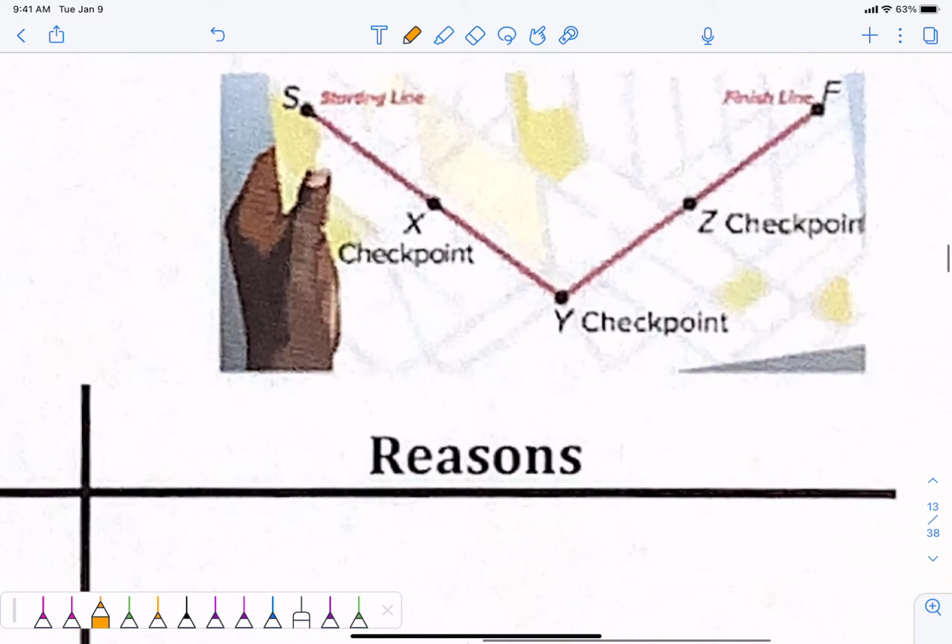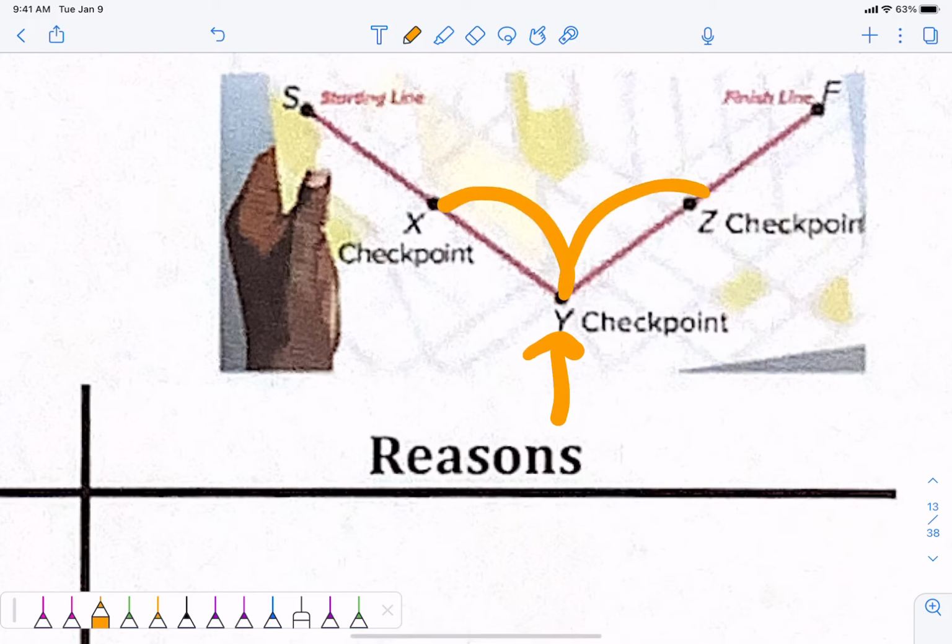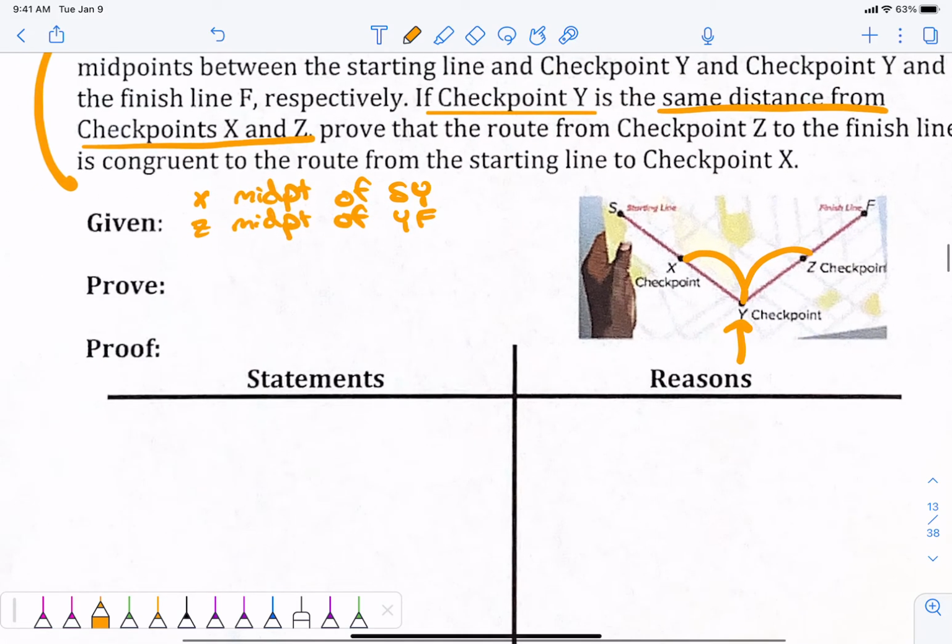So here's the deal. Checkpoint Y is the same distance from X as it is to Z. So what can we say there? XY is congruent to YZ. It's just going to be nicer in our proof. Okay, this is going to be a little bit longer of a proof.